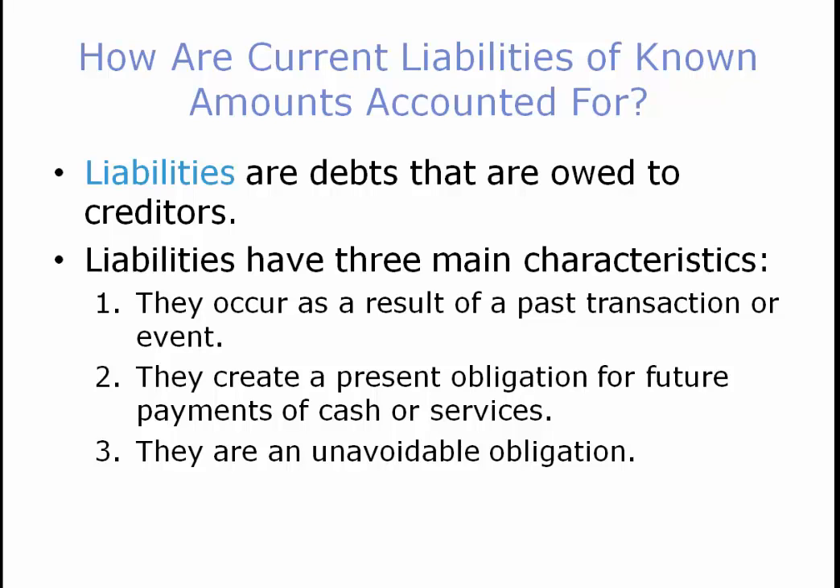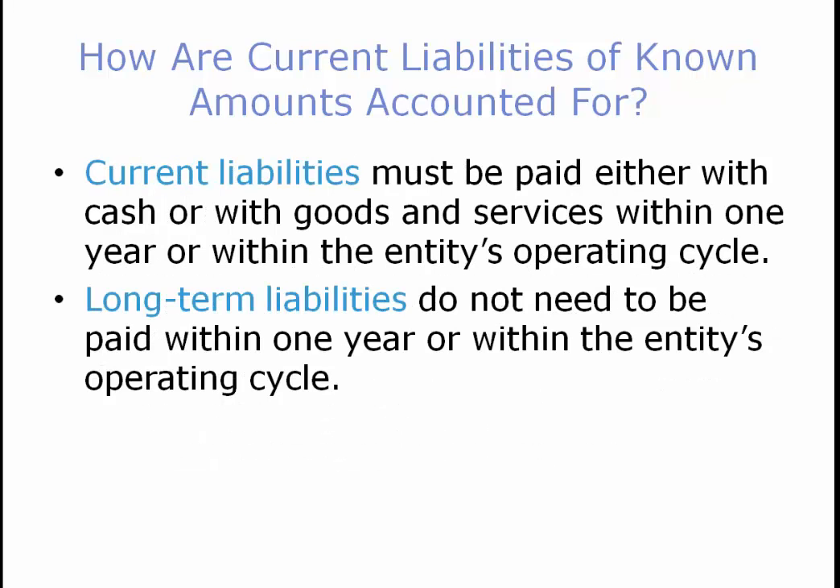It's based off of a past transaction. So, for example, if you're talking about your own personal life, it might have to do with paying your utilities. That might be a liability if you were generating a financial statement for you. And it creates a payment for future cash or services, and you can't avoid it. So, one of the things you always hear about is death and taxes are unavoidable. Well, in this case, current liabilities are unavoidable.